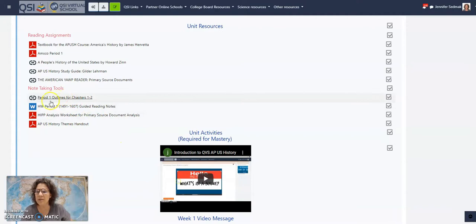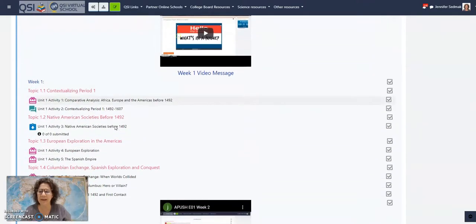Here are some other tools that we'll use. There's a themes handout. APUS history focuses on different themes within the context of the course. You'll learn about them in this first unit. And then, of course, we're going to do a lot of primary source document analysis, and I like to use the HIP method. And this little template here will help you outline documents using that method. We'll get to that in the second week of the unit, okay?